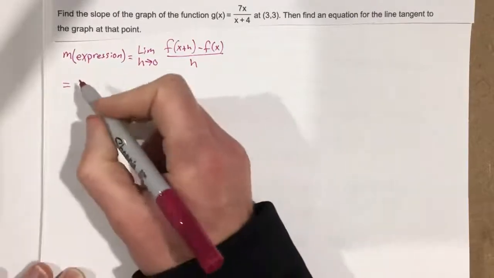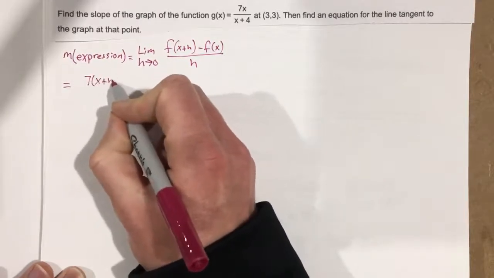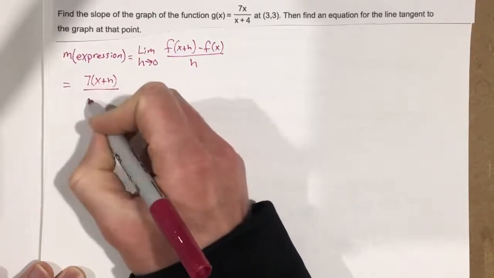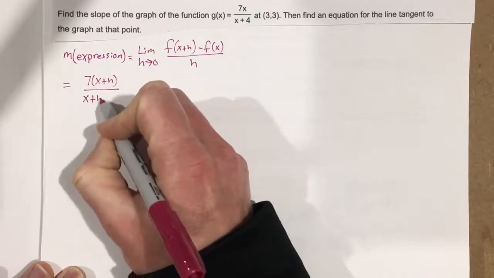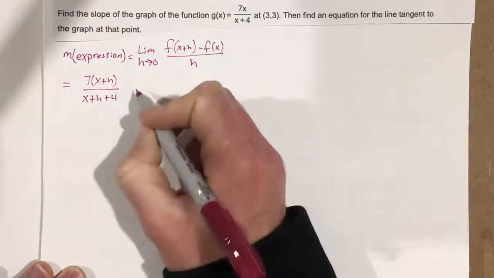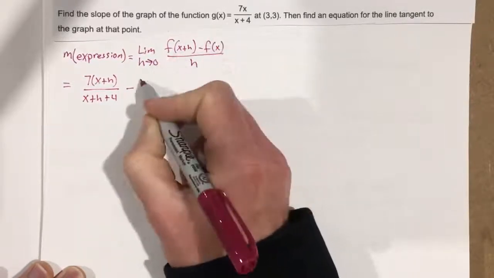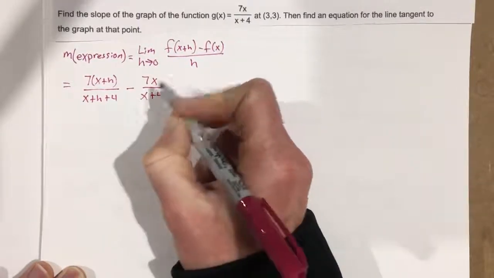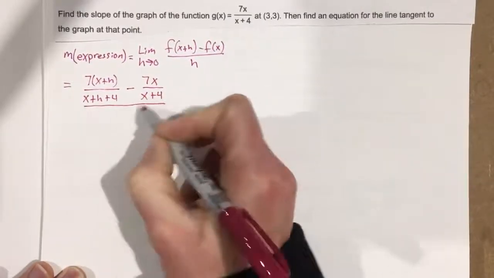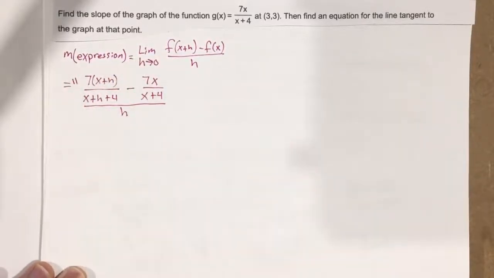That's our goal. Let's start by saying 7 times x plus h over x plus h plus 4, minus f of x, which is just 7x over x plus 4, and that's over h. I'm just going to put ditto here for the limit as h approaches 0.